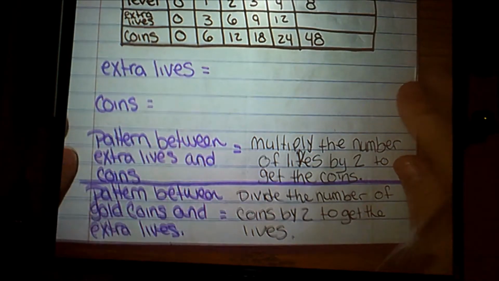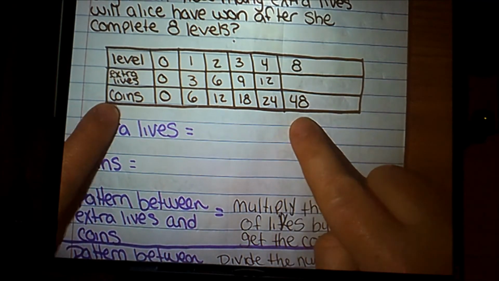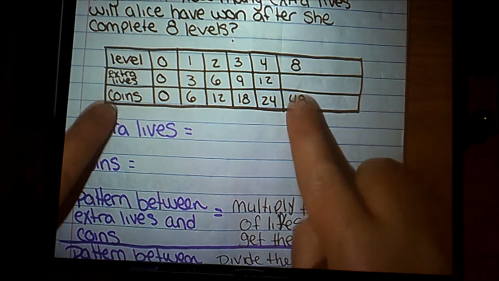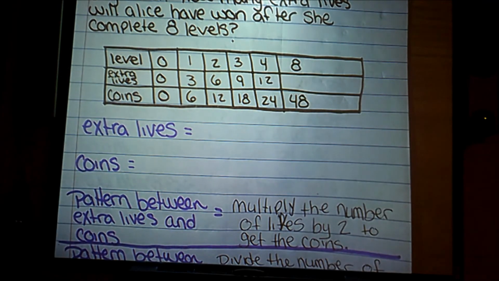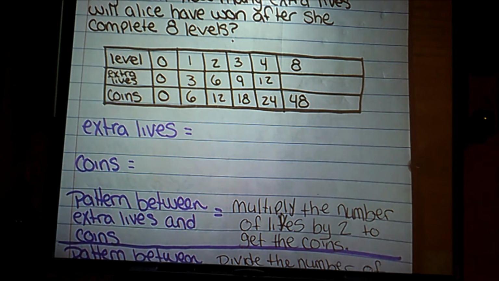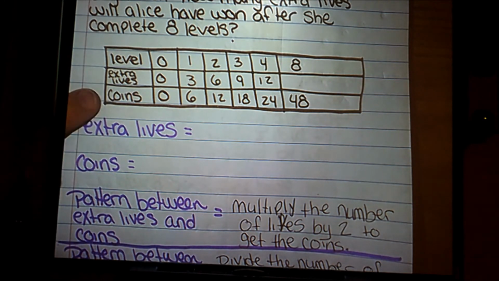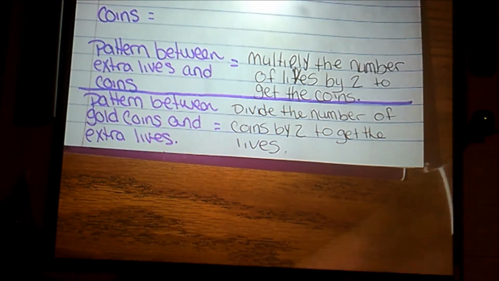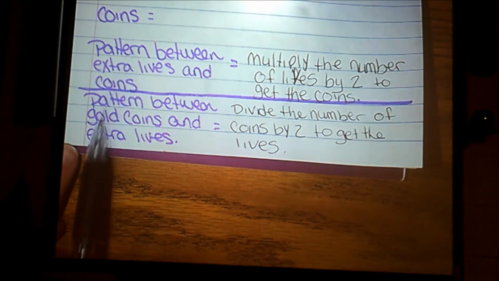So if that's the case, I have 48 coins here, and I need to figure out how many lives I will earn on the 8th level. Well, according to my pattern, I've been going from coins to extra lives. Let's look. Which one of these talks about going from coins to extra lives?